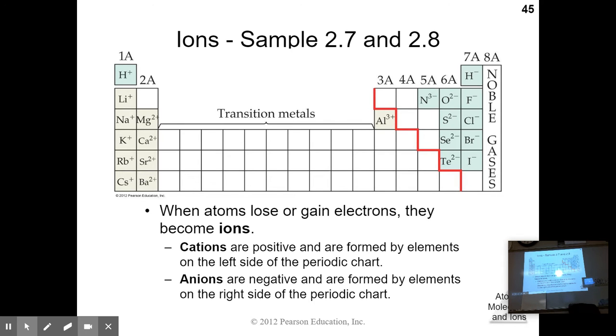So we're going to be looking at a couple different samples here, just talking about ions. One thing I did want to point out, I talked to you about valence electrons, right? And how group 1, group 2, everything like that. I'm going to keep that in mind, and we'll talk about some of that here.